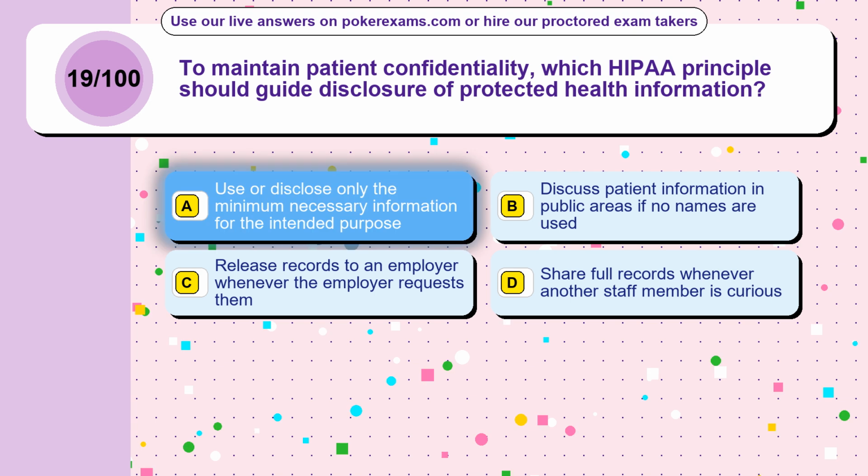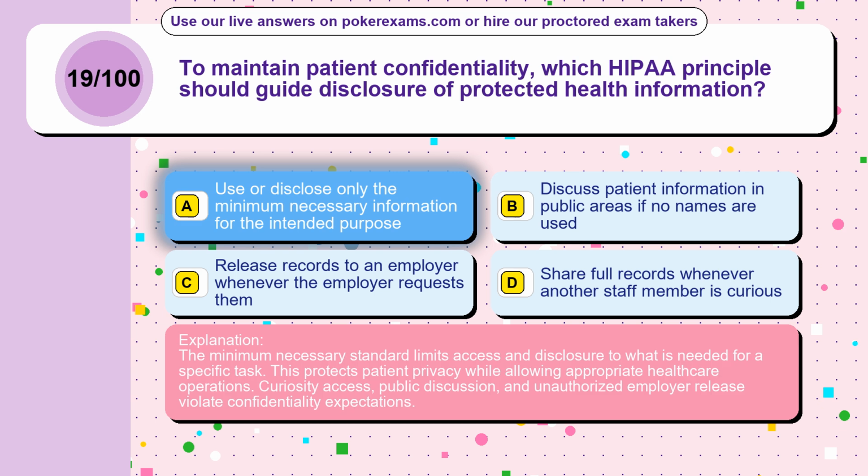The correct answer is option A. Use or disclose only the minimum necessary information for the intended purpose. The minimum necessary standard limits access and disclosure to what is needed for a specific task. This protects patient privacy while allowing appropriate healthcare operations. Curiosity access, public discussion, and unauthorized employer release violate confidentiality expectations.